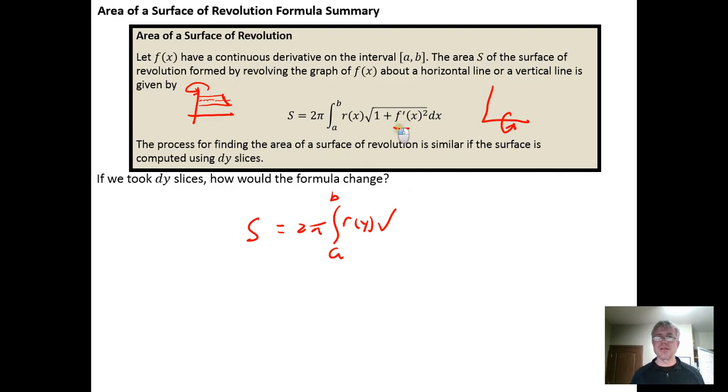And we would calculate the arc length. We would need a function of y, not a function of x. And instead of dx, this would be dy if we did a rotation with respect to the y-axis.